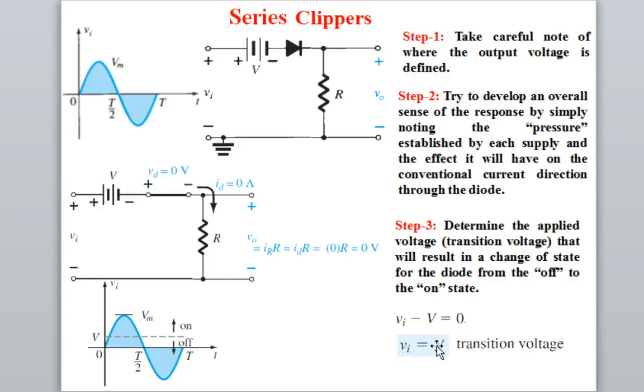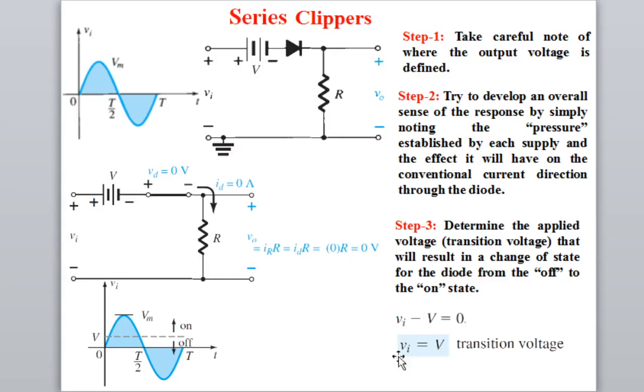That means when the input voltage Vi becomes equal to this voltage, your diode will go in forward bias, it will go in the conducting state, and if the input voltage is less than V, then the diode will be in reverse bias. Obviously at that time we know that ID is equal to 0.